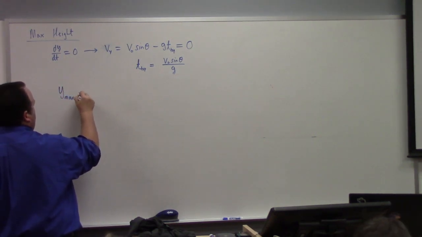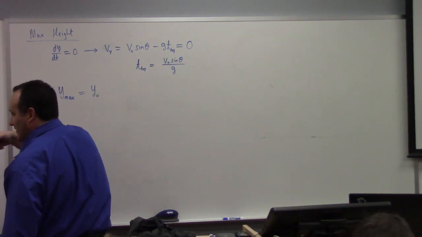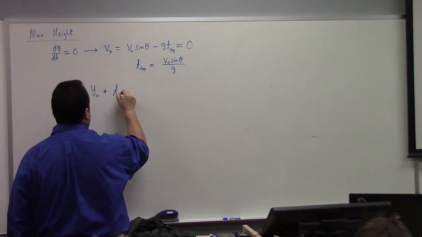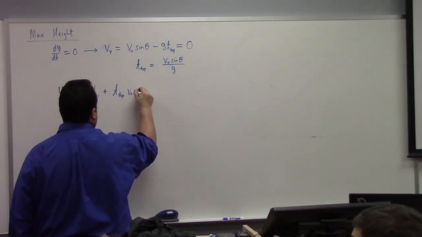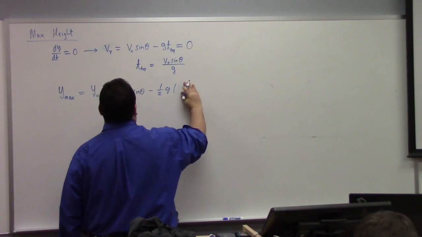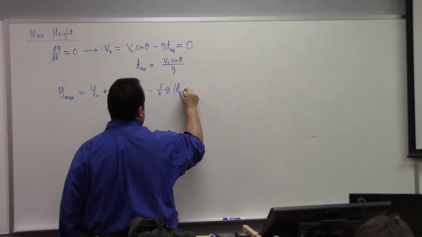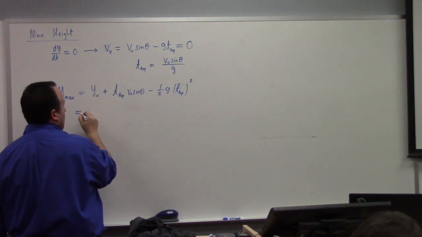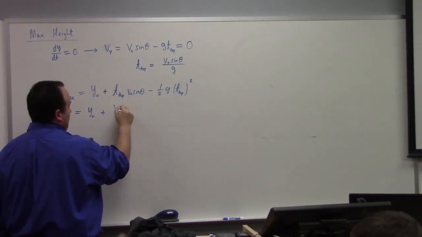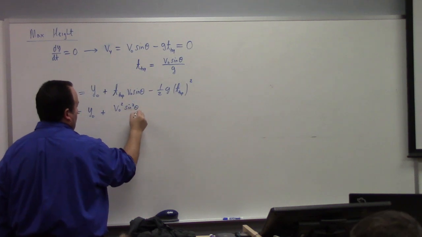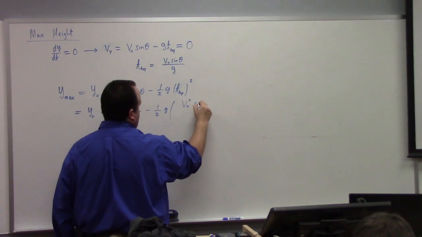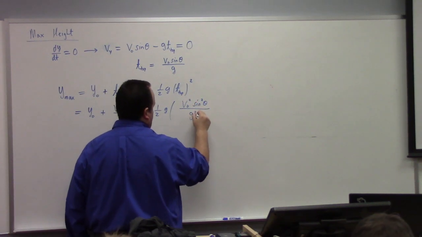Y max would be equal to y0 plus, I use the formula, right? t top v naught sine theta minus 1/2 g t top squared, which is, goodness, I should have put in the t top already. Fine. So I've got y0 plus v naught squared sine squared theta over g minus 1/2 g times v naught squared sine squared theta over g squared.